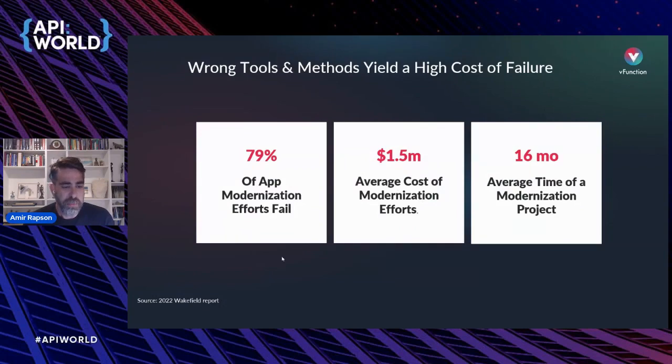And according to the latest 2022 Wakefield report, many of the modernization efforts in the world today fail. When we talk about modernization here, we do speak specifically of taking a monolithic application and breaking it apart into microservices or rewriting it as a new application. We're talking about some way of starting with a monolithic application and ending up with microservices. And we see that 79% of these projects fail, and they fail after organizations spent an average of $1.5 million on them and about 16 months of work.